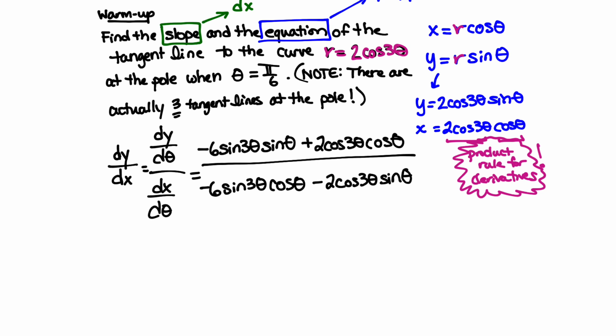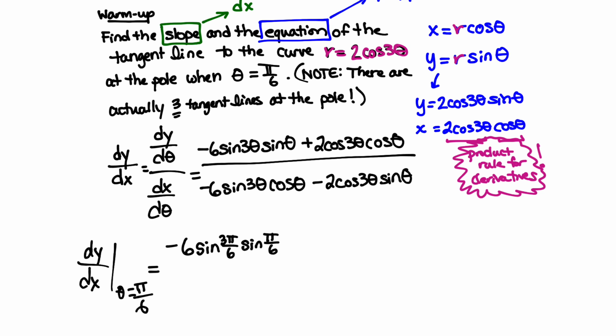Now, don't simplify. We don't need to simplify at this point. If we had to simplify, we'd have to factor out and cancel, and it doesn't look like anything is really going to simplify. So our next job is to look right at theta equals pi over 6. At theta equals pi over 6, I have negative 6 sine 3 pi over 6 times the sine of pi over 6, plus 2 cos 3 pi over 6 times the cos of pi over 6.